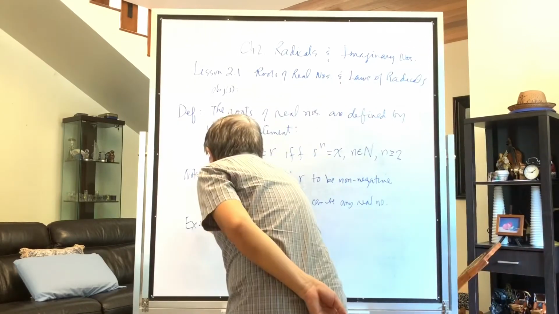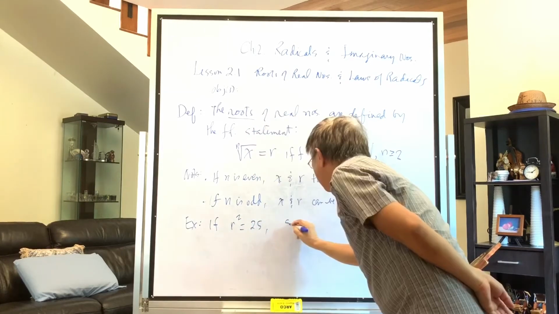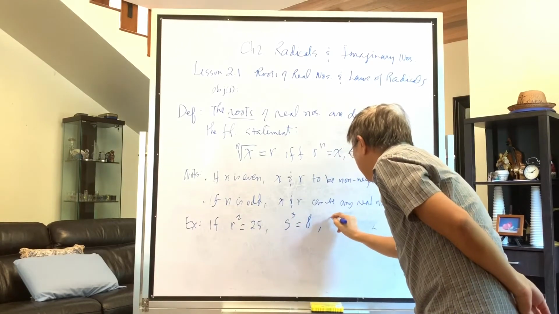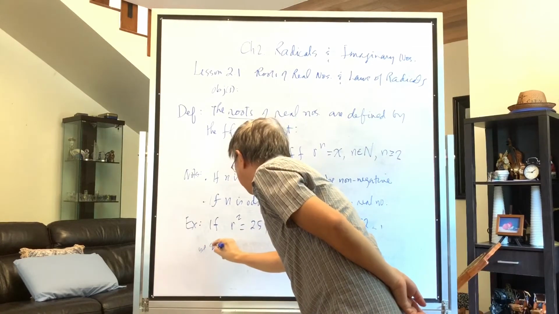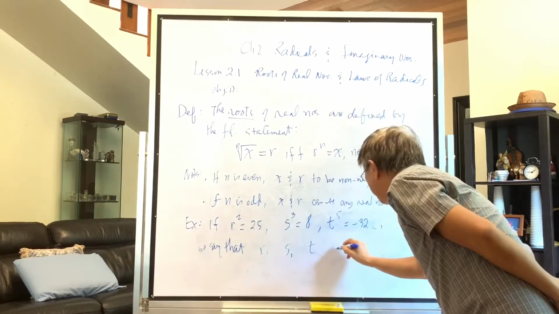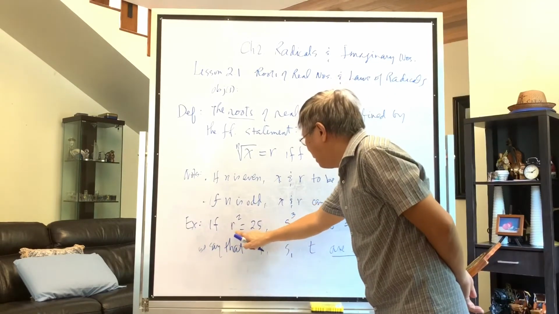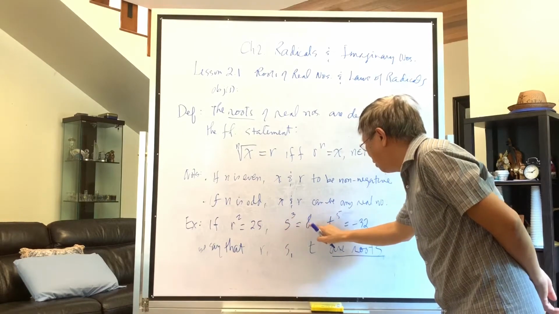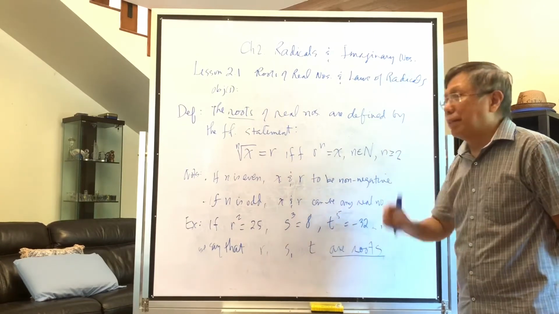Example, let's say r squared equals 25, s cubed equals 8, and t to the 5th equals negative 32. Okay, what do we say here? That r, s, and t are roots. They are the real roots. That is, r is a square root of 25, s is a cube root of 8, and t is a fifth root of negative 32.